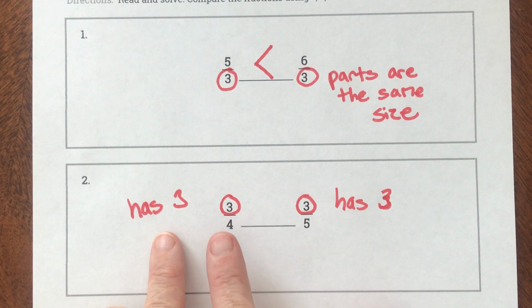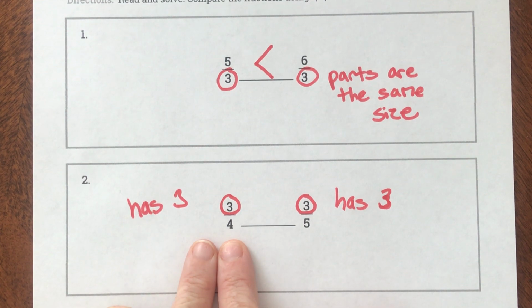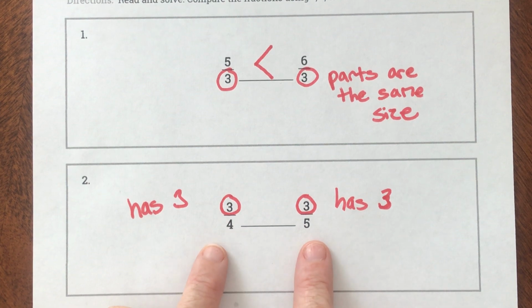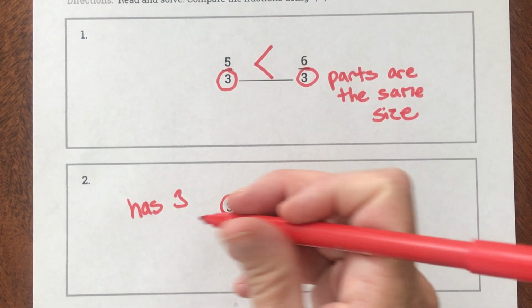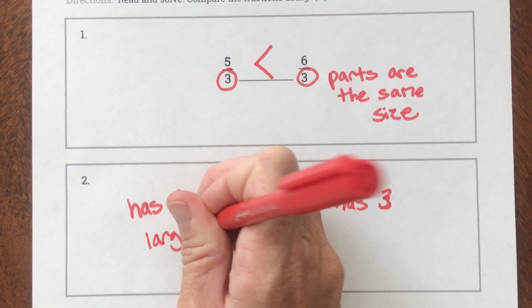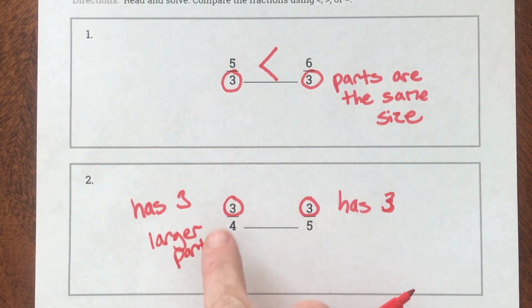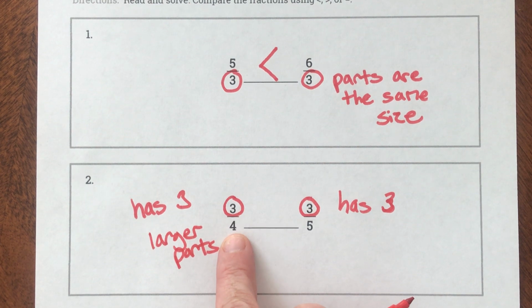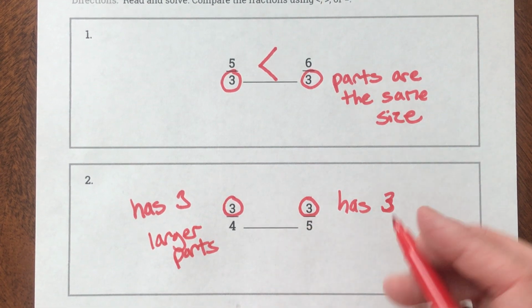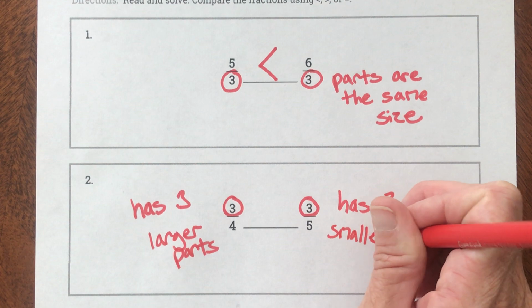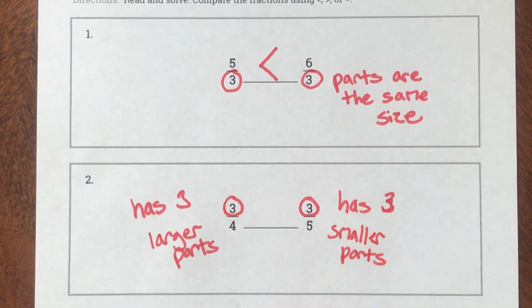I'm hoping you think this one, because wouldn't you rather share it when you only have to cut it into 4 pieces than into 5? Because the more pieces you cut something into, the smaller the pieces have to get. So this one has larger parts. They're going to be larger in size because they didn't have to divide the whole into so many. This pizza, or if we're thinking of a cake, these are going to be smaller parts.